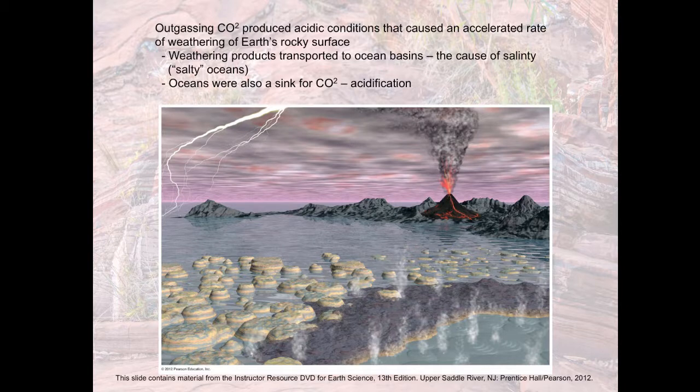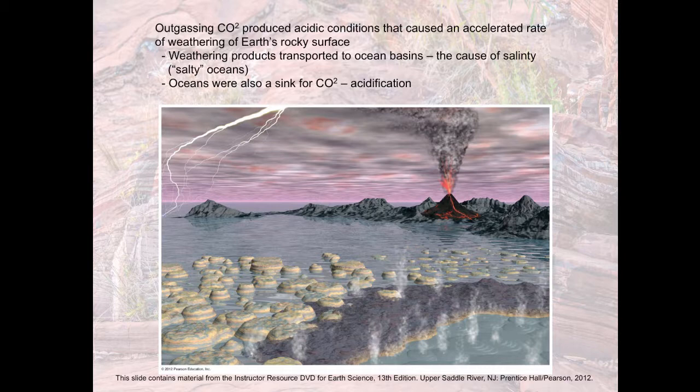Outgassing of carbon dioxide from volcanoes and tectonic processes produces acidic conditions that accelerate the rate of weathering on the Earth's rocky surface. So by this point, we've got continents forming, and we'll look at exactly how continents were forming in the early stages of Earth's history.